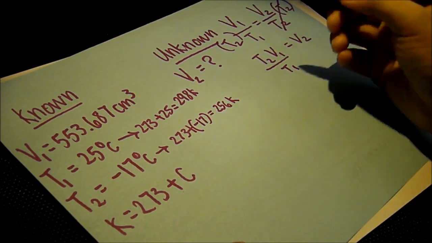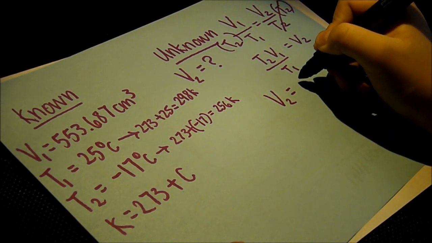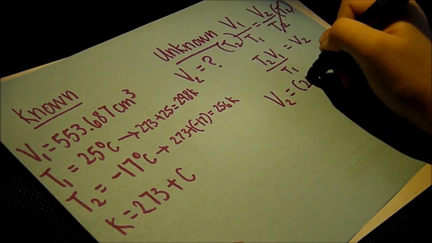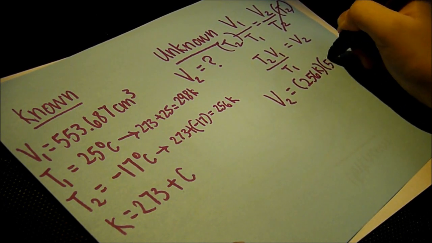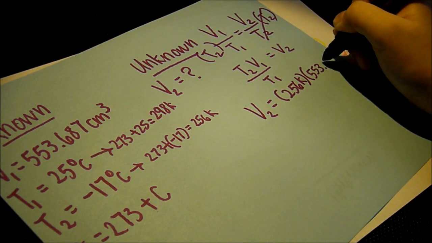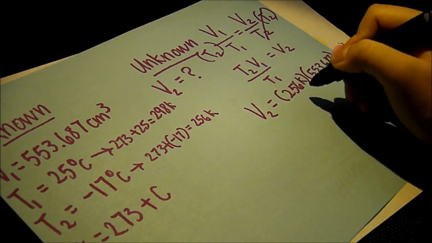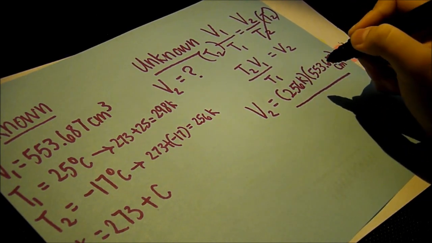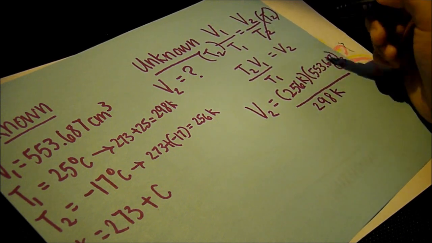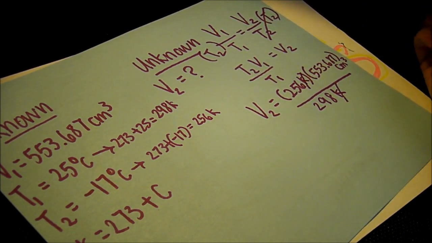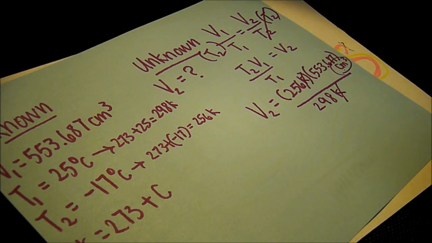Now let's plug in our numbers. V2 is equal to 256 Kelvin times 553.687 centimeters cubed over 298 Kelvin. Now the two K's cancel out and we're left with centimeters cubed, which is what we want.